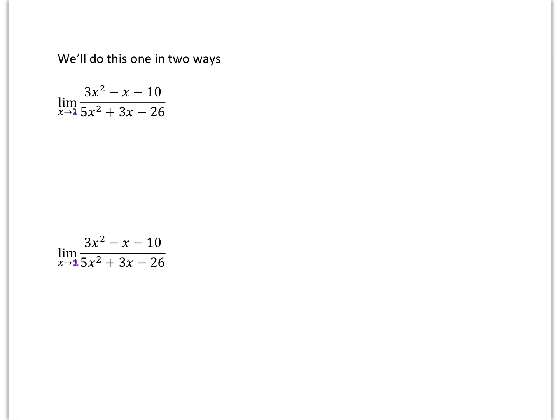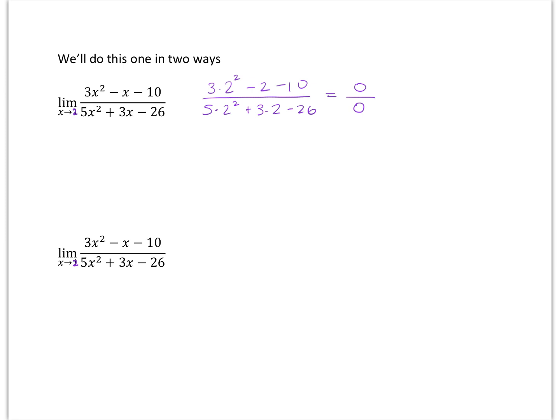So first thing we should always try is to just plug in the limiting value. Plug in the value x is approaching, in this case 2. So if I plug that in, I get 3 times 2 squared minus 2 minus 10 over 5 times 2 squared plus 3 times 2 minus 26, which is 12 minus 2 minus 10 is 0. And 20 plus 6 minus 26 is also 0. Okay, 0 over 0 is an indeterminate form.